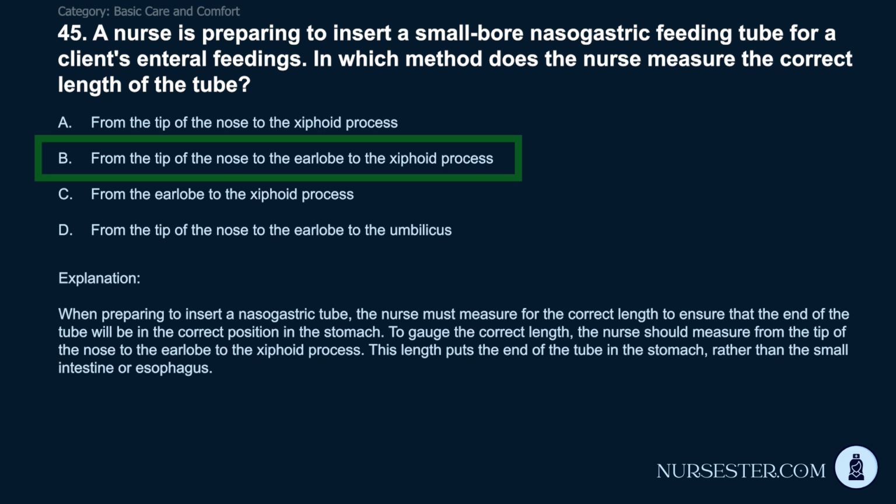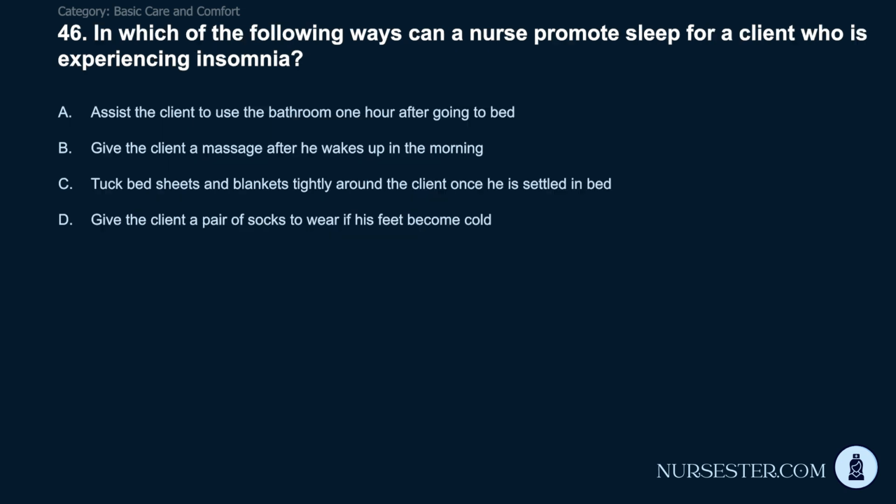When preparing to insert a nasogastric tube, the nurse must measure for the correct length to ensure that the end of the tube will be in the correct position in the stomach. To gauge the correct length, the nurse should measure from the tip of the nose to the earlobe to the xiphoid process. This length puts the end of the tube in the stomach, rather than the small intestine or esophagus.